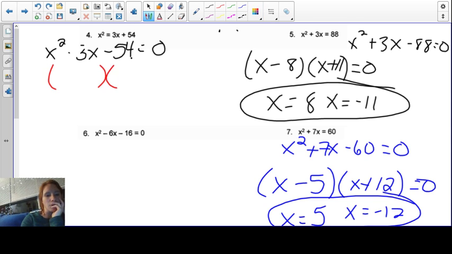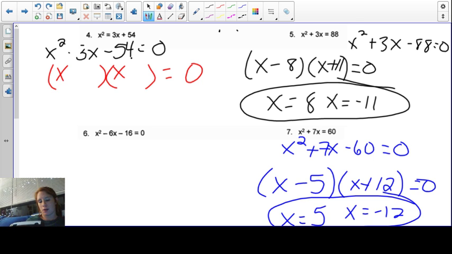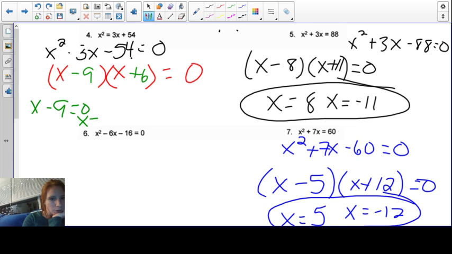Next, because I do not have a number in front of my x squared, I'm going to go ahead and do my sets of parentheses. So let's think, what multiplies to negative 54 but adds to negative 3? How about 9 and 6. So I want negative 9 plus 6, because that's how I'm going to get that negative 3. So I have x minus 9 equals 0, so x is 9. I have x plus 6 equals 0, so I have x equals negative 6.